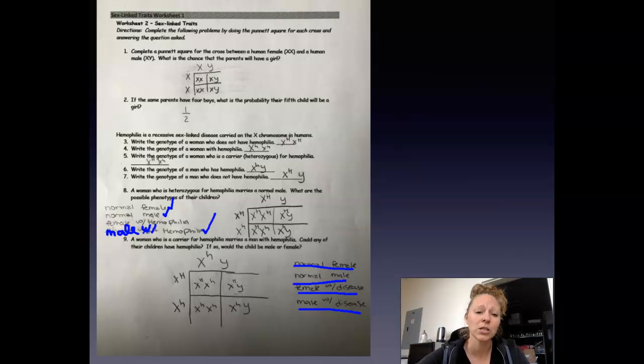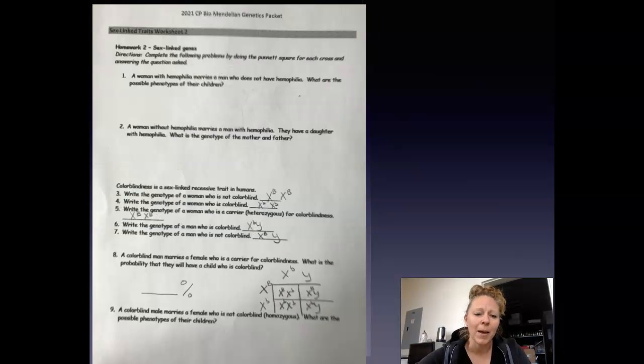Let's go to our next page. I need to turn off my pen. Here we go. And I just wanted to do a couple of the color blindness ones to make sure that you understand what's going on. So here we are.